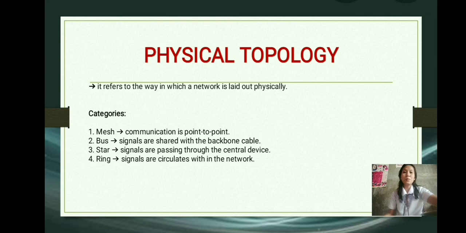So, next is the bus. When we talk about bus, it is a main cable, and in our slide, signals are shared with the backbone cable. So the backbone cable is what it uses. For more information, all the devices are connected to this main cable through drop lines. The first advantage of bus is easy installation. Each cable needs to be connected with the backbone cable. Fewer cables are required than in mesh and star topology.